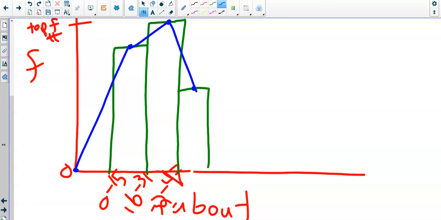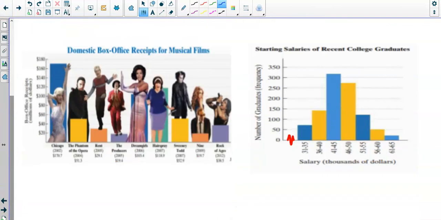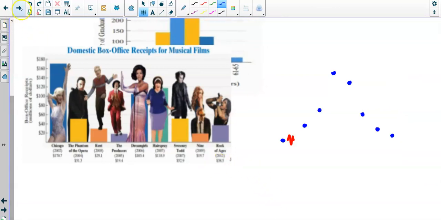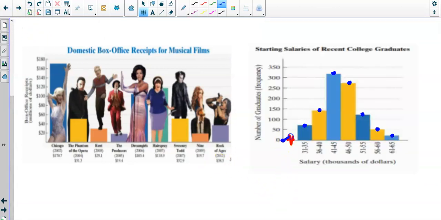So what I have done in blue, that is a polygon graph. Okay? So over here, since this is my histogram, if I want to make a polygon graph, I will connect to the middle of every bar. And that will be my polygon graph. So, I connect, I connect, I connect, connect, connect, connect, connect. That's a polygon graph.